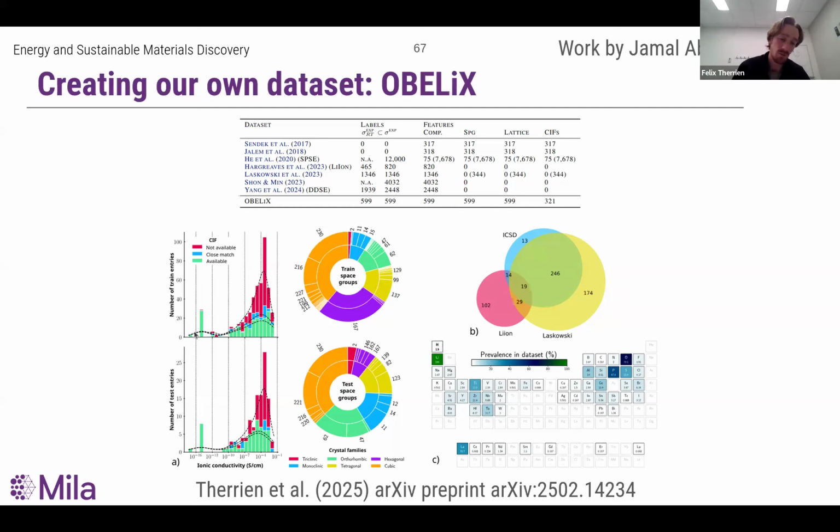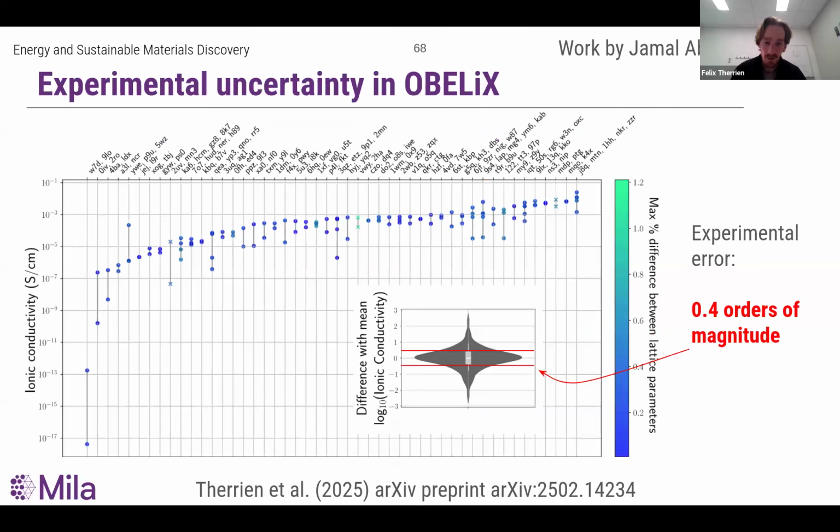You have the distribution of log ionic conductivity here, and we split this into a test set and a training set. What's interesting about OBELiX is that there are a lot of materials in this data set that are repeated. Here, each vertical line is a group of materials that are repeated. So it's the same material that was measured experimentally by different groups at different times and under different experimental conditions. And then the y-axis is the ionic conductivity, and it's just ordered.